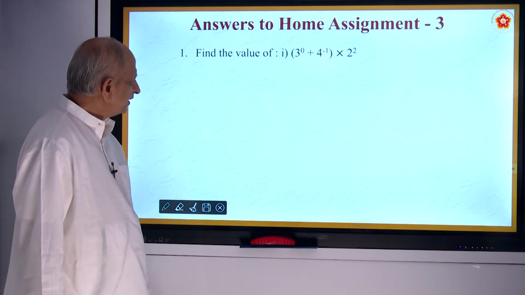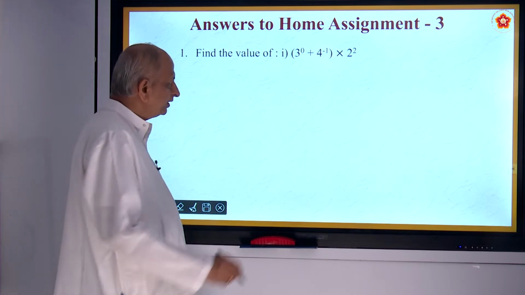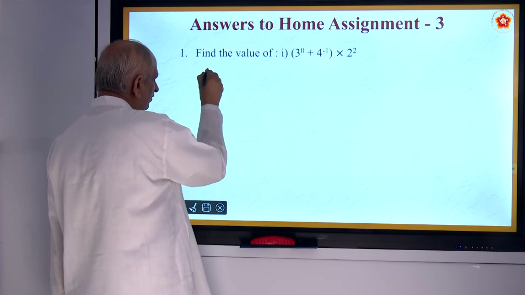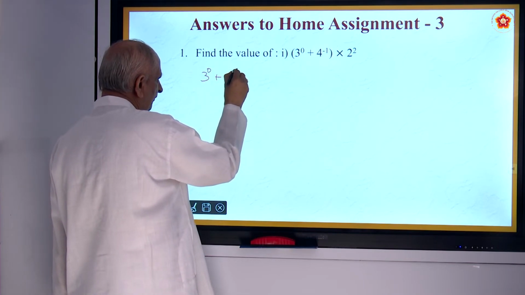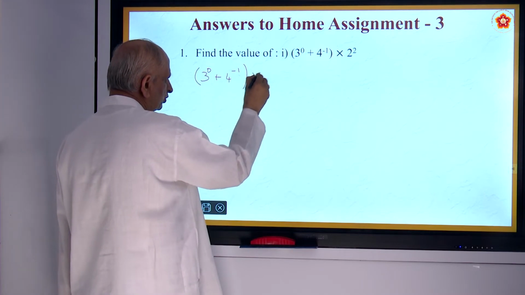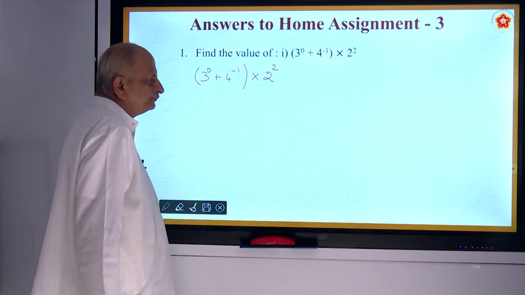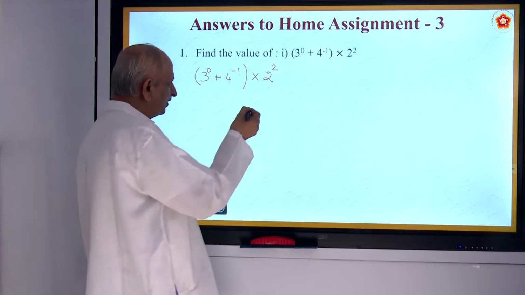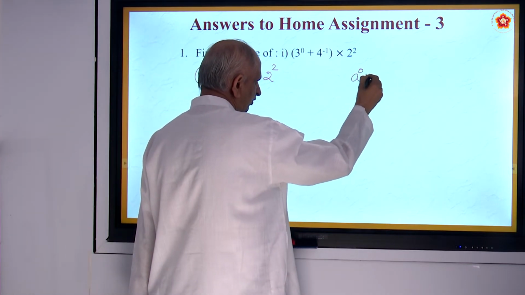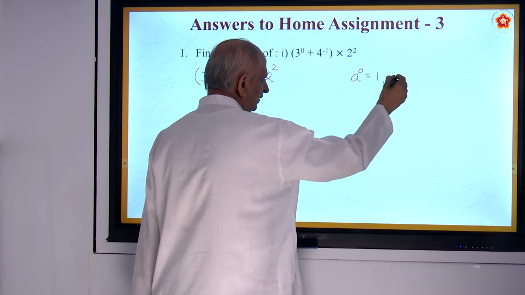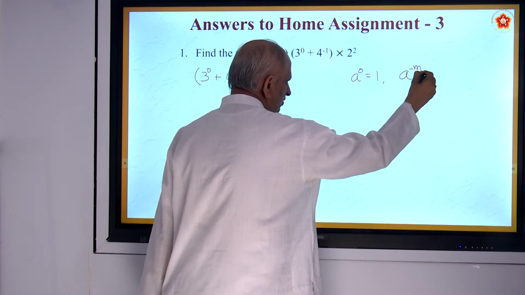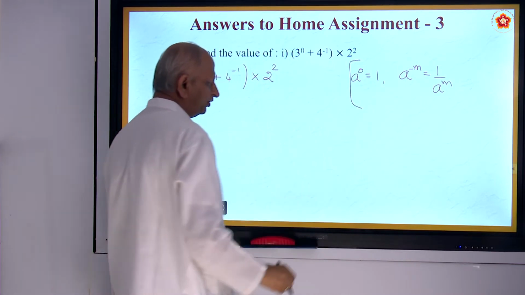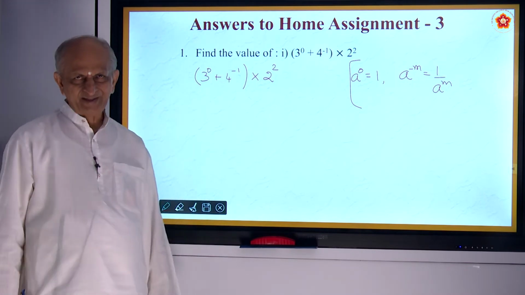First question, find the value of 3 to the power of 0 plus 4 to the power of minus 1 into 2 square. Come on, recalling the laws of exponents. What is a to the power of 0 is equal to 1, and what is the a to the power of minus m is equal to? It is called multiplicative inverse. So these are the laws you have to make use of now, correct?